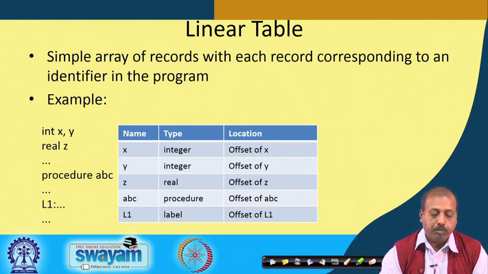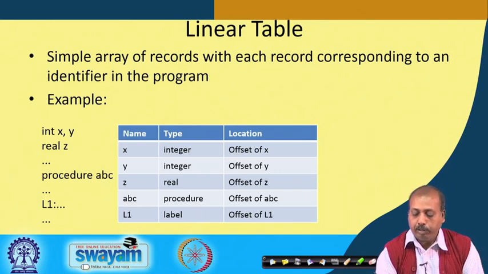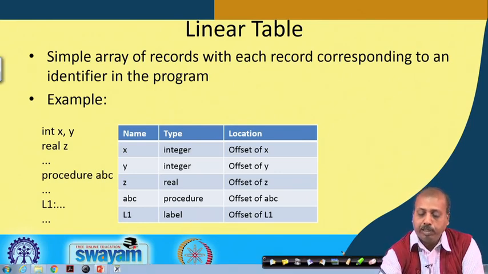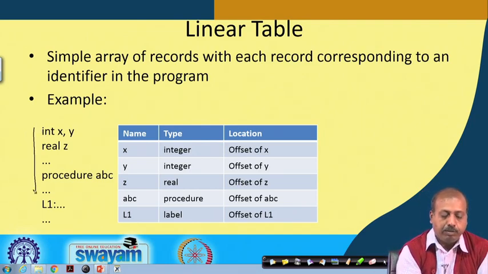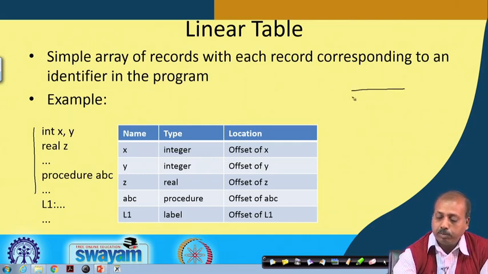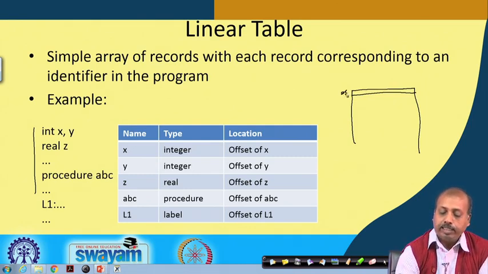As far as the symbol table contents are concerned, we are storing the name of the identifier, its type and the location. Location is the offset from the beginning of the program. What do we mean by offset? Suppose we consider the corresponding object code that is produced. In that object code I should have space for x and y. x is the first location in the program, so the offset of x is equal to 0.